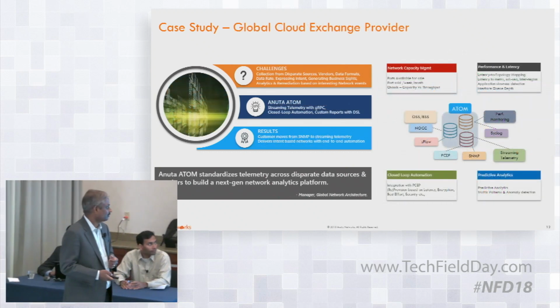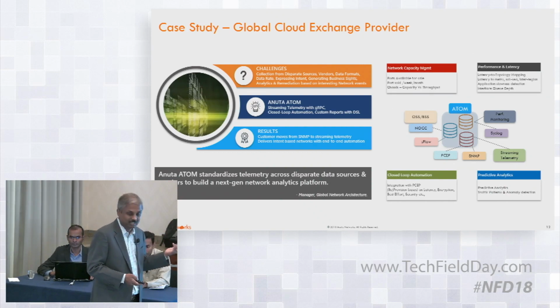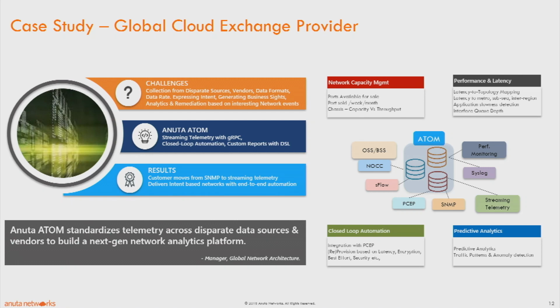So this is another use case from a global cloud exchange provider, where they want to use Atom primarily for closed loop automation using telemetry and analytics. They want to collect all the telemetry and analytics data from PSEP, SNMP, streaming telemetry, SFlow, and performance monitoring, and they want us to correlate the data and provide actionable insights.